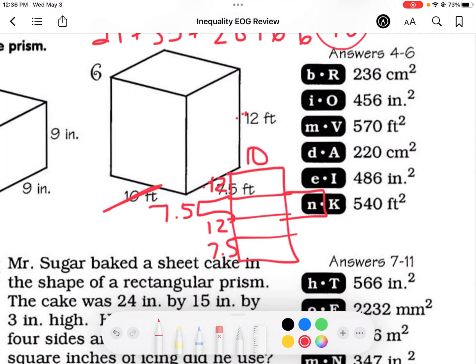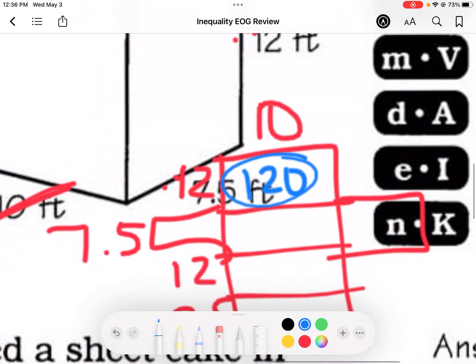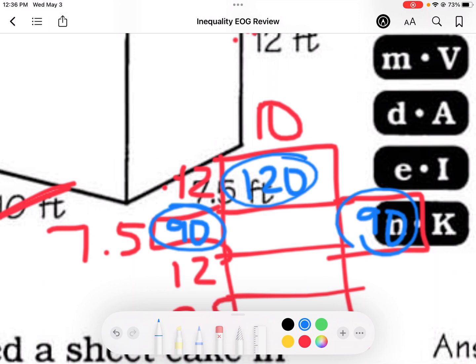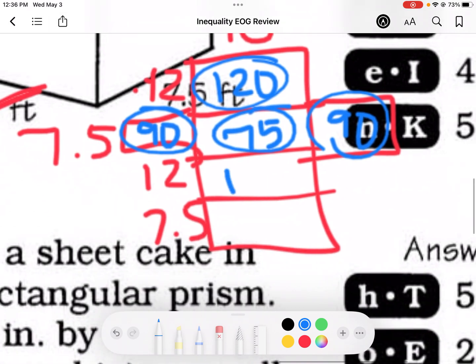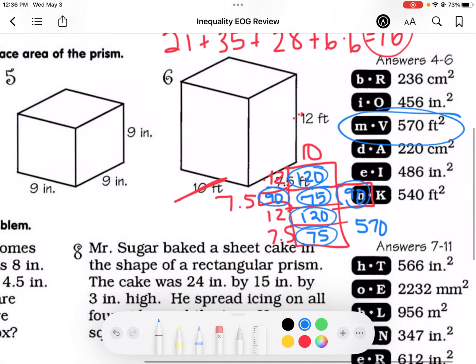Then you're going to find the area of each face. 7.5 times 12, I get 90. And then 7.5 times 10, I'm going to get 75. 120, 75. Then I'm going to add those numbers up. And I get 570. So that's going to be this one.